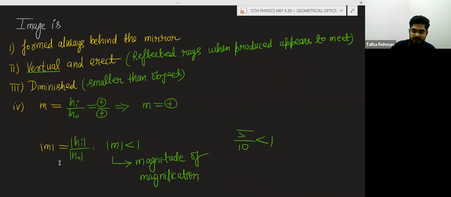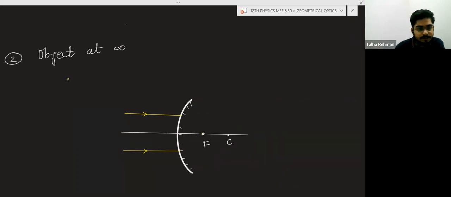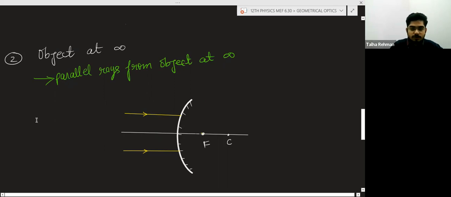So this is a very simple case, we will discuss object at infinity. We know that when the object is at infinity, the rays from the object are parallel rays. At infinity means the object is very far from us. So these are the rays from the object, and the object is at infinity.